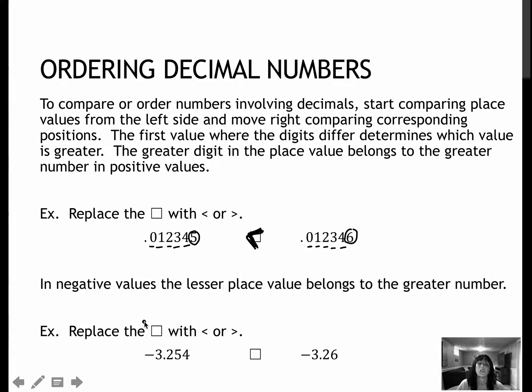In negative values, you have to be careful because remember the negatives sort of work opposite to the normal numbers. So if I were looking at this in a positive way, I would say that this 5 and this 6 would make this value larger. But because this is negative, that means this is the bigger negative number. It's more negative. And so this would actually be the greater value because it's not as negative. It's a smaller negative number.